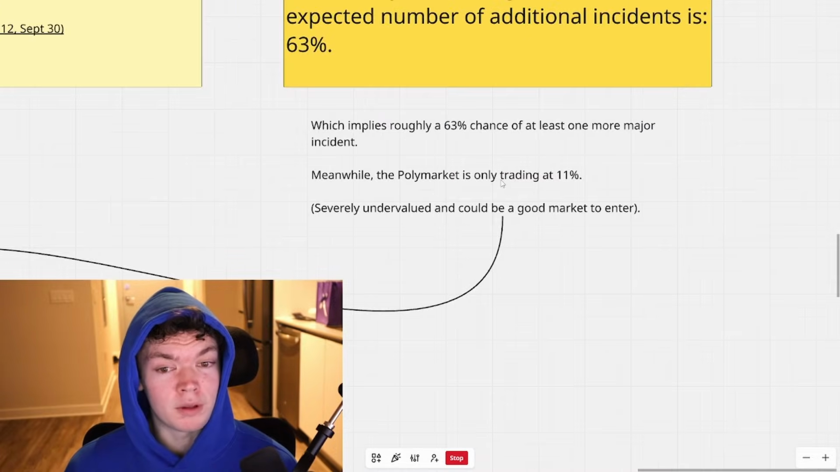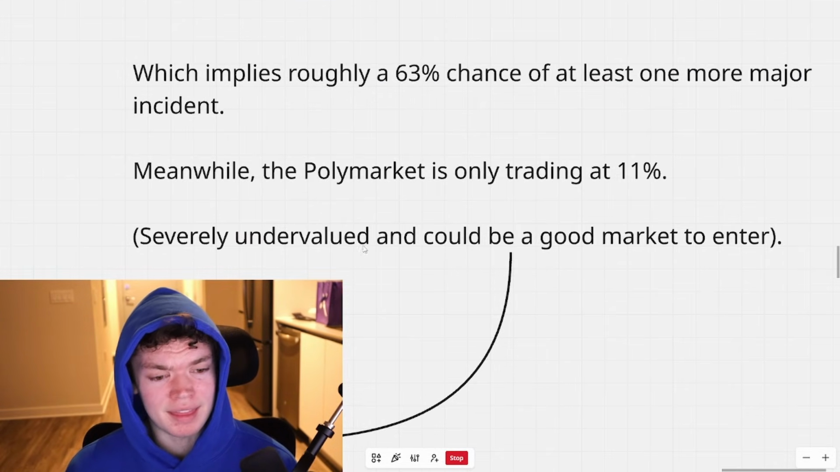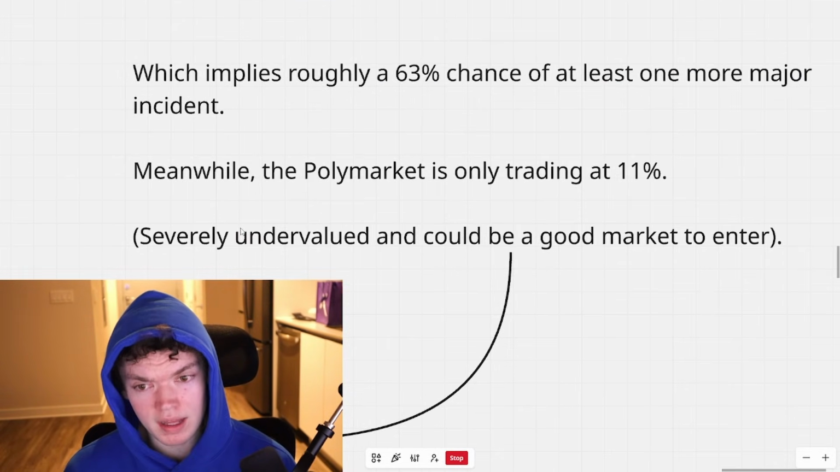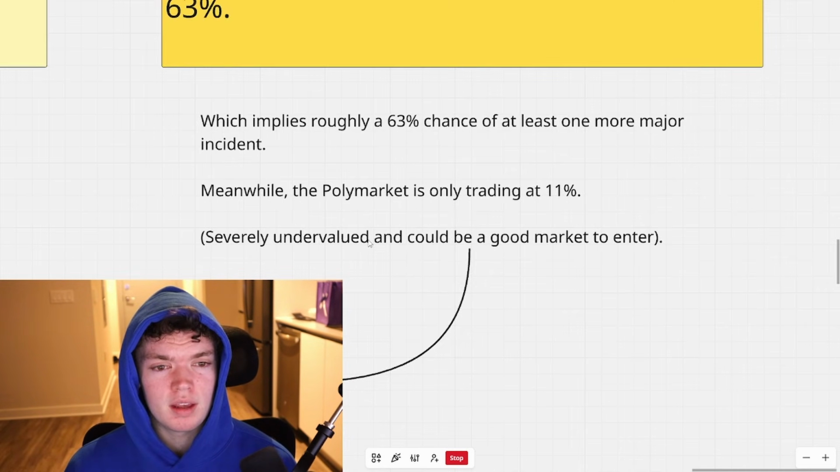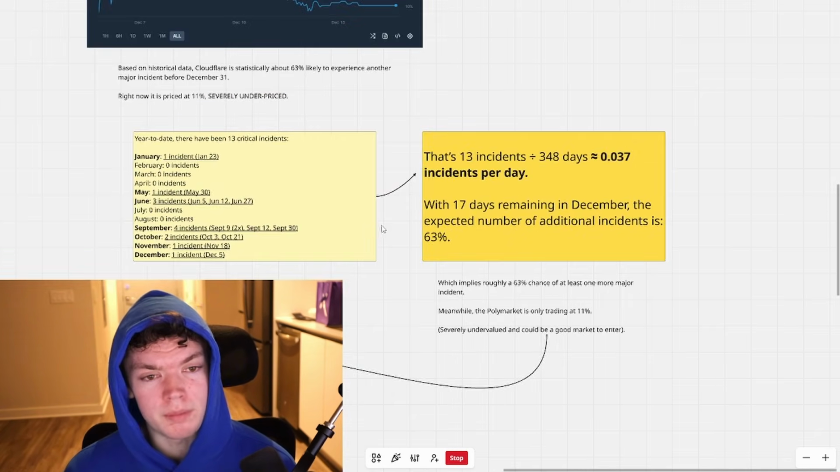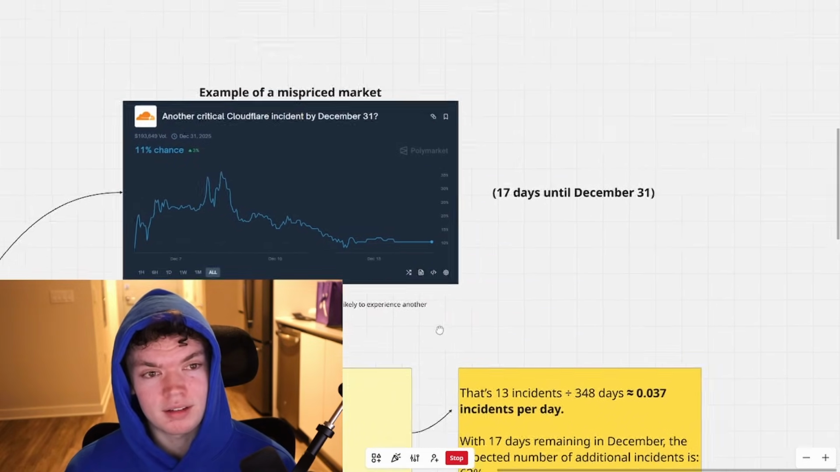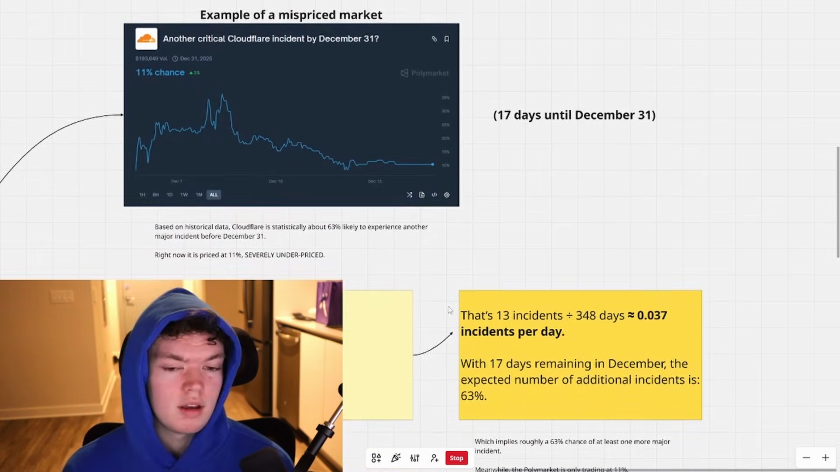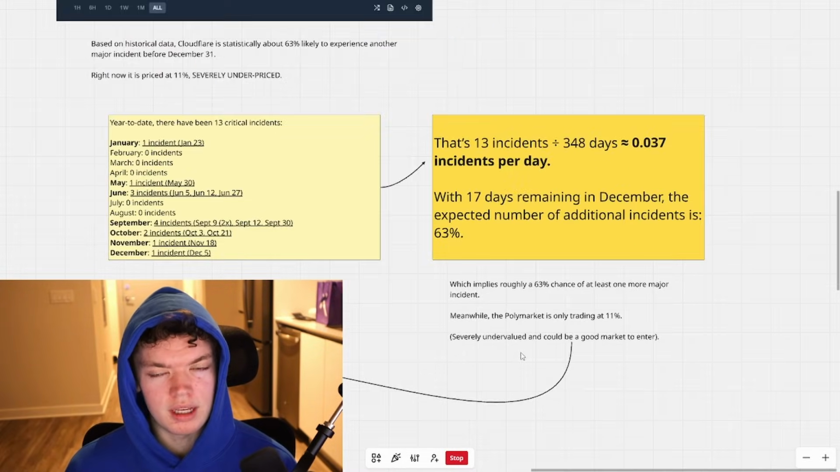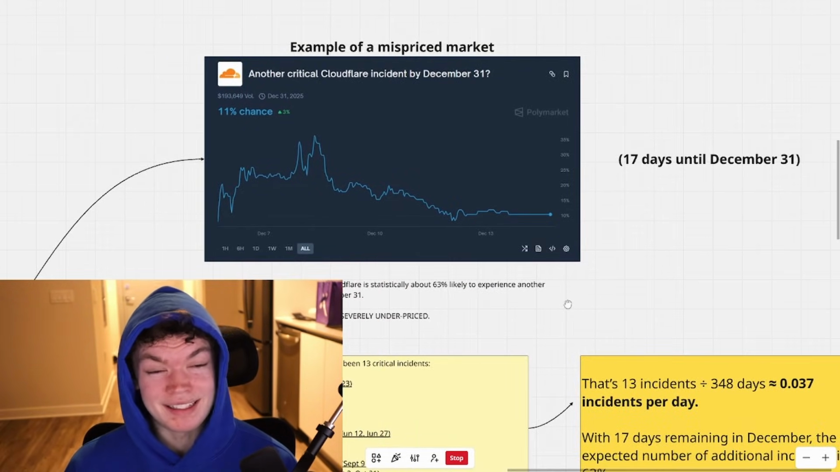And so if you enter markets over time like this, which are severely undervalued, then you will make money and you will be profitable. Okay, I found this, you're just doing math. That's how you find a mispriced market in some scenarios for quantitative markets like this. Severely undervalued. Is it going to resolve?